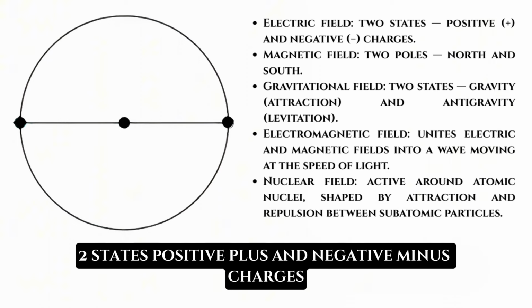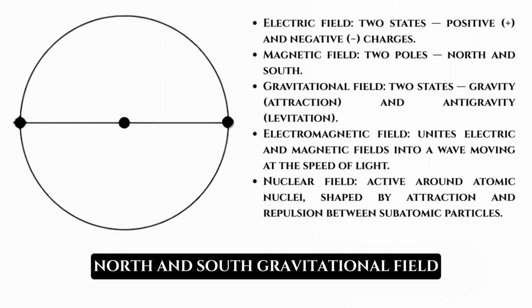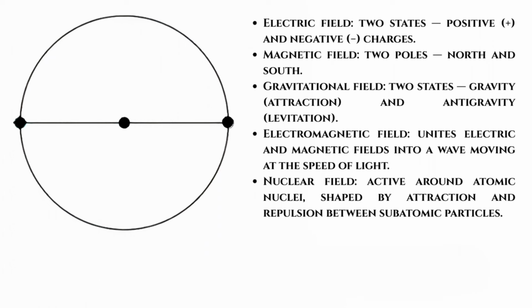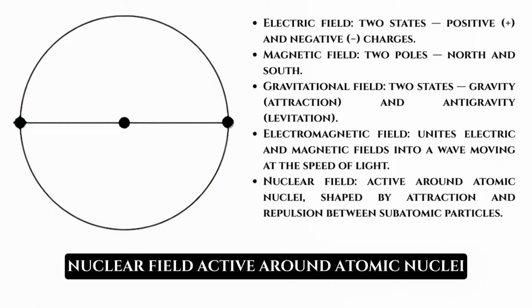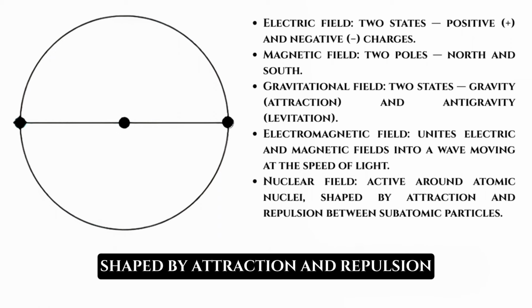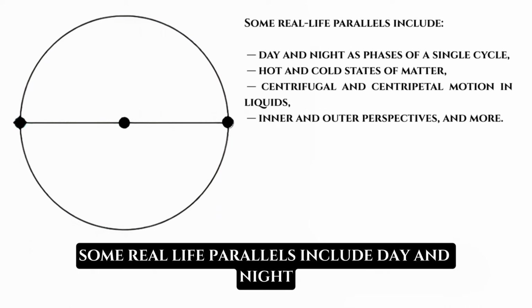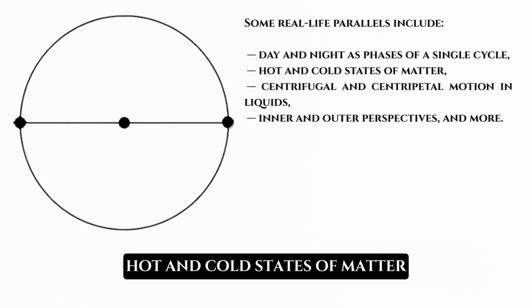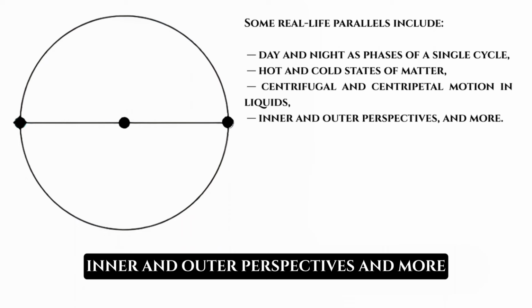Electric field: two states, positive plus and negative minus charges. Magnetic field: two poles, north and south. Gravitational field: two states, gravity, attraction, and anti-gravity, levitation. Electromagnetic field unites electric and magnetic fields into a wave moving at the speed of light. Nuclear field: active around atomic nuclei, shaped by attraction and repulsion between subatomic particles. Some real-life parallels include day and night as phases of a single cycle, hot and cold states of matter, centrifugal and centripetal motion in liquids, inner and outer perspectives, and more.